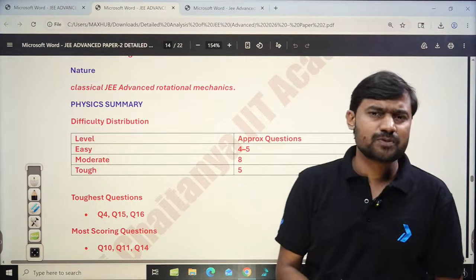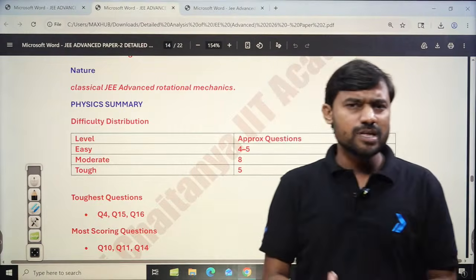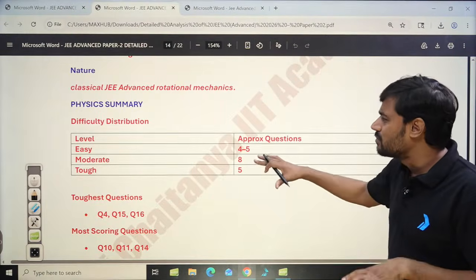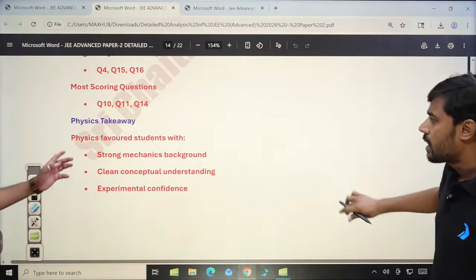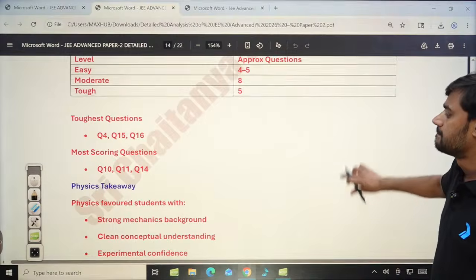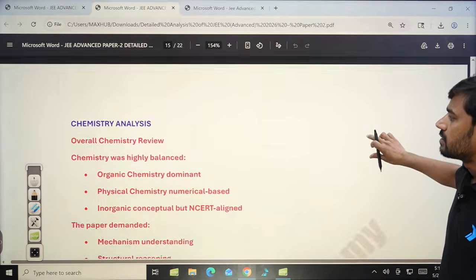So paper 2 was from moderate to tougher, more than, like, you can say 8 questions were moderate, which means it is good. The toughest questions were 4, 15 and 16. So this was your physics.